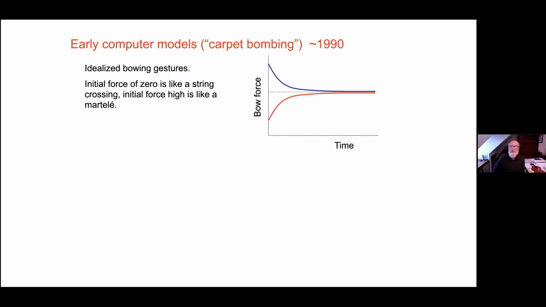So, back in the 1980s, in fact, starting in the 1970s, we had the first computer models of bowed strings, and we thought we knew how to do this. And by 1990, we'd been doing this kind of thing for a while.